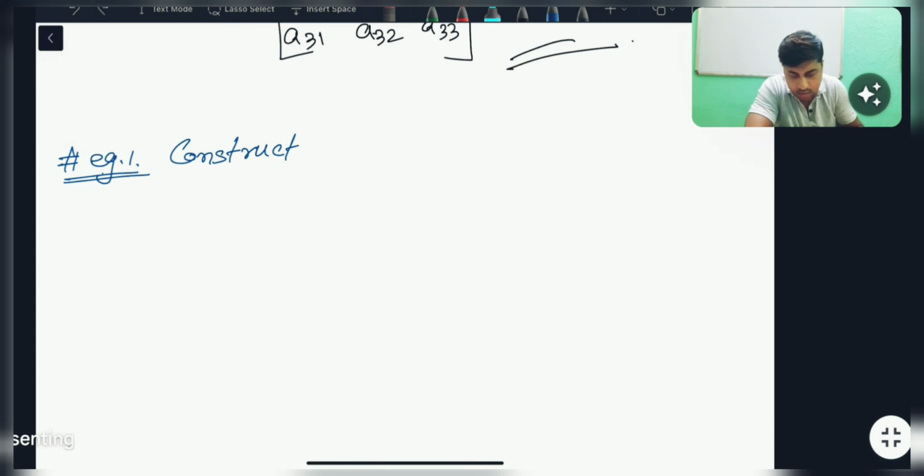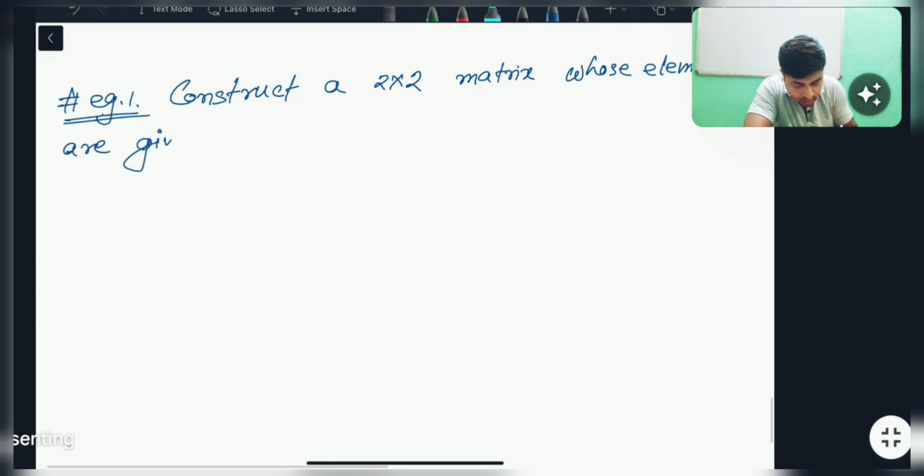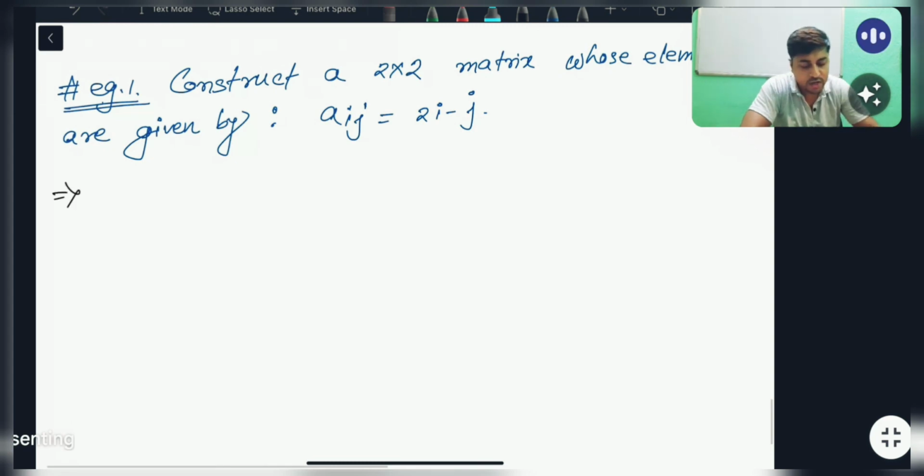Construct a 2 cross 2 matrix whose elements are given by aij, এই ফরম্যাটে এলিমেন্টগুলো থাকে, equal to 2i minus j। খুবই কেয়ারফুলি সামটা দেখবে, বিকজ একটা সাম দেখা মানে বাকিগুলো হয়ে যাবে। That implies that construct a 2 cross 2 matrix.